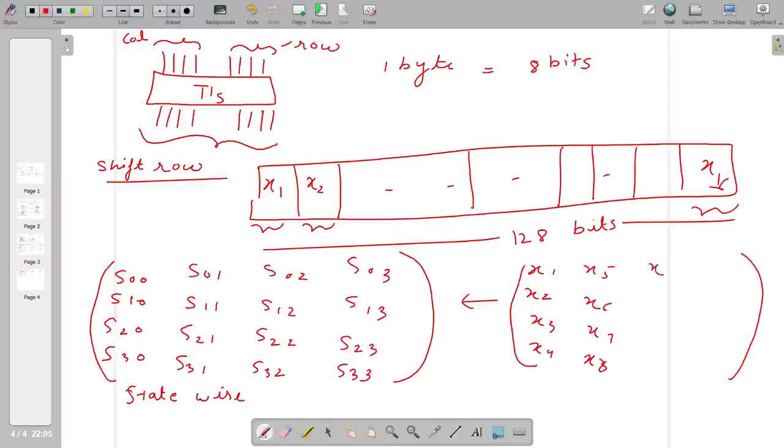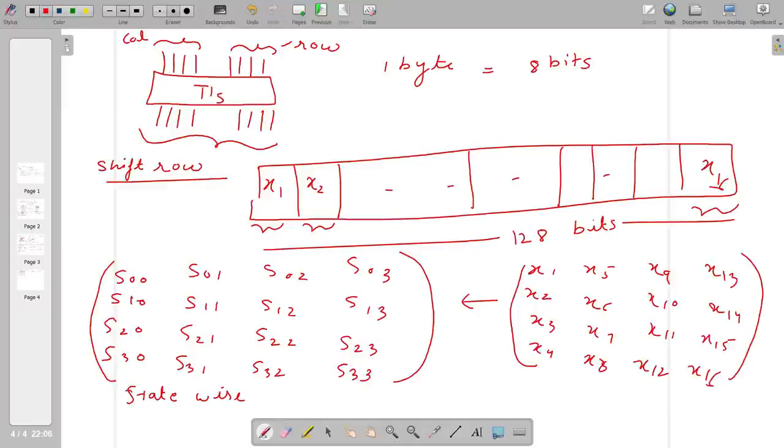Then x9, x10, x11, x12, then x13, x14, x15 and x16. So this is how we represent our plain text into states.